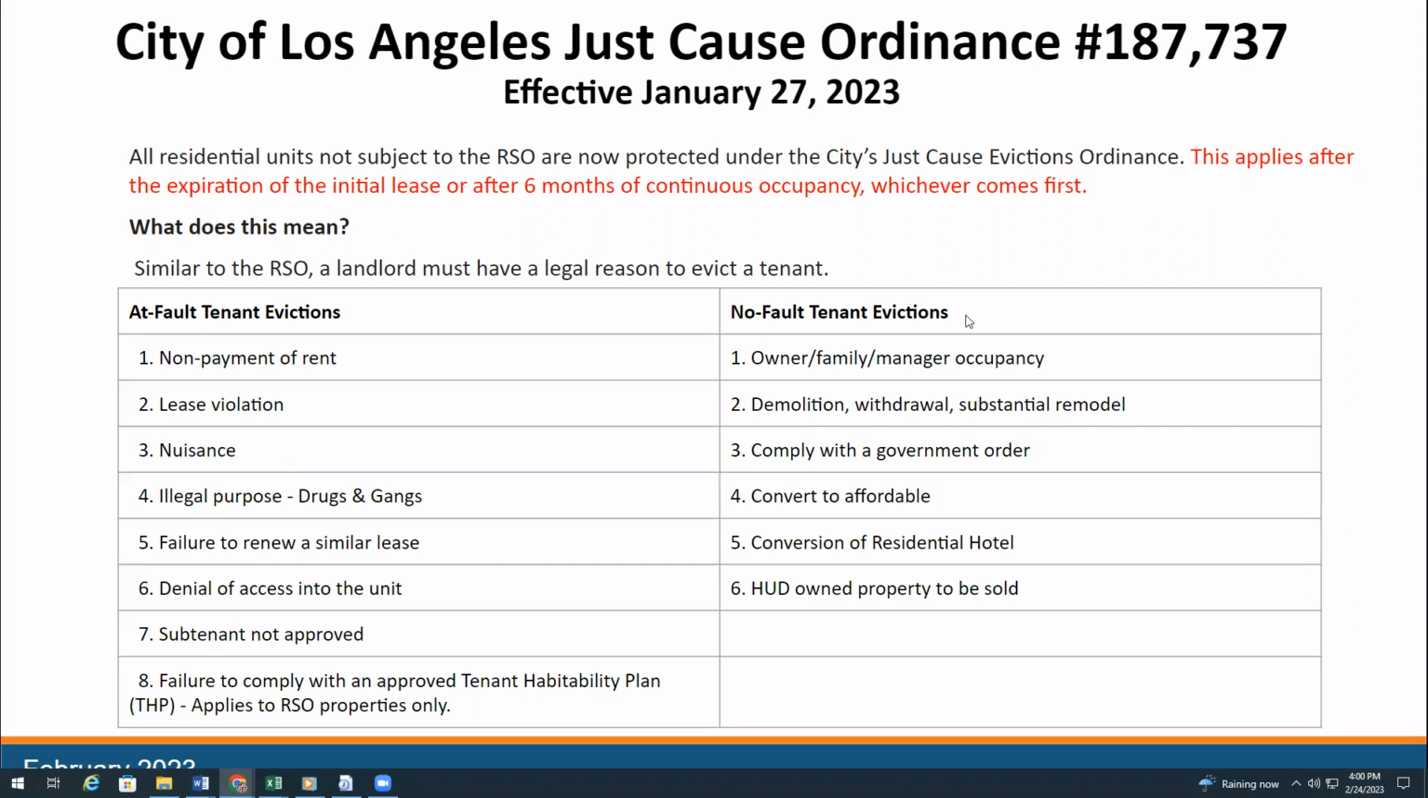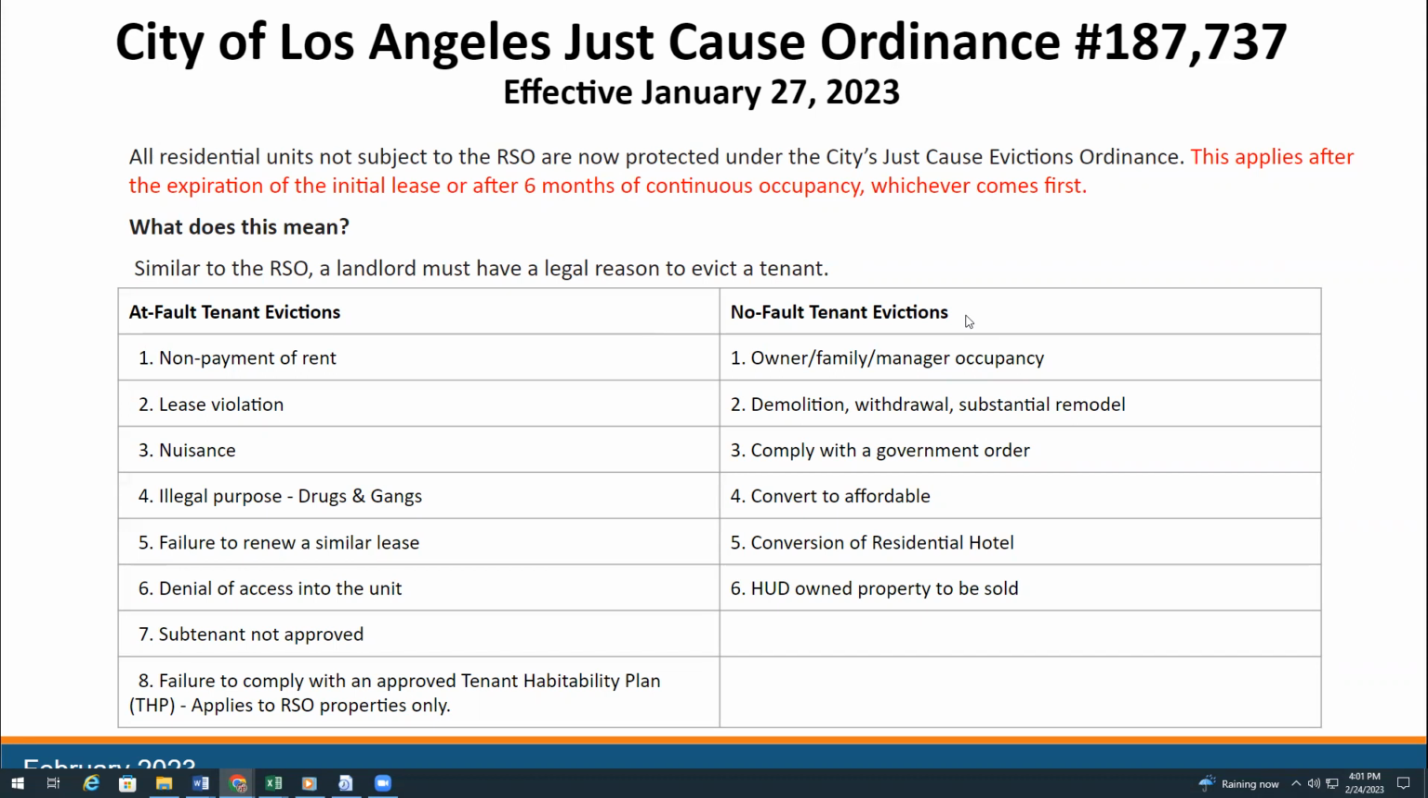Now, on the right side of the grid, we have the no fault. So again, not the tenant's fault. It is typically owner occupancy, family move-in, or a manager. The landlord needs to install a manager, and they need that specific unit. Next, we have the demolition and withdrawal of the unit from the rental market, or a substantial remodel that requires the tenant to vacate. Next, we have maybe a citation by a governmental order, and so the landlord needs to remedy that. So that would be a no fault eviction.